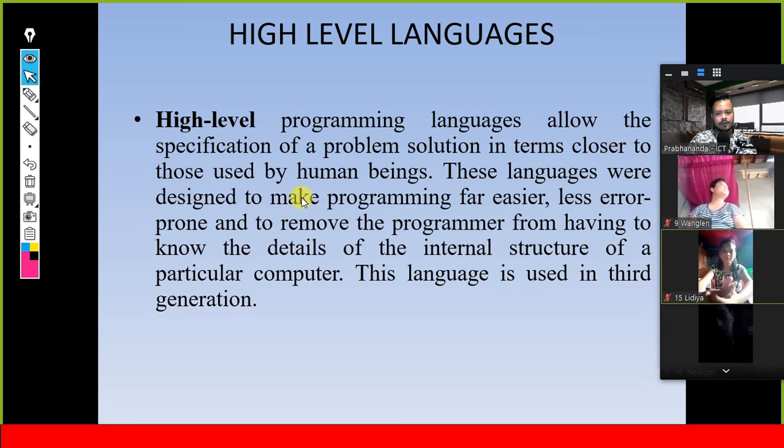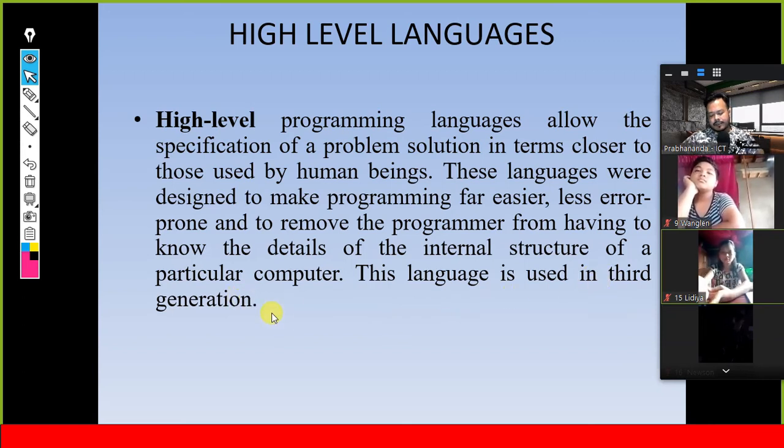In terms of closer to those used by human beings, these languages were designed to make programming far easier, less error prone, and to remove the programmer from having to know the details of the internal structure of a particular computer. This language is used in third generation.